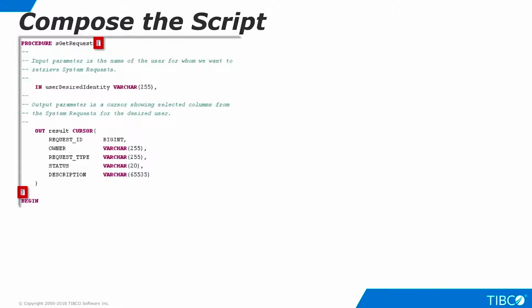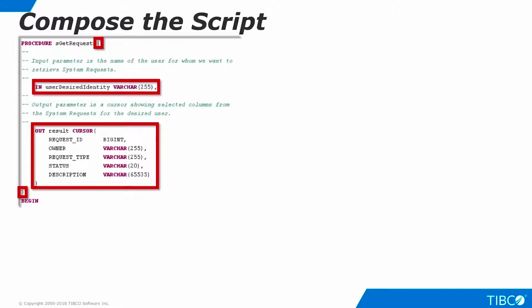First, define the script's parameters. Parameters are placed between the parentheses that immediately follow the name of the script. We'll use an input parameter that holds the name of the user for whom we want to retrieve request data. We'll return an output parameter that is a cursor containing the returned data.